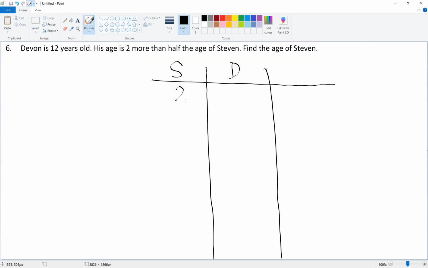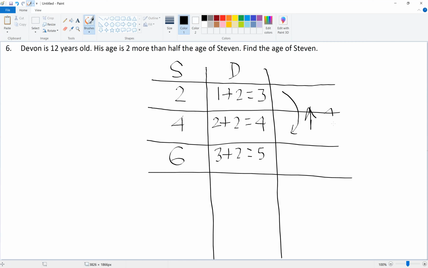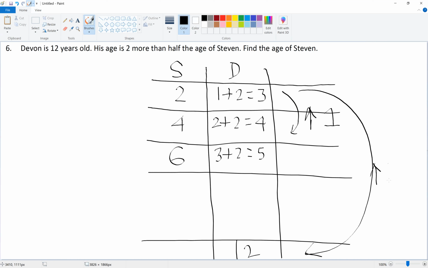So if Stephen is 2, Devon would be half of 2, which is 1, plus 2, which is 3, correct? Yeah. If Stephen is 4, half of 4 is 2, so 2 plus 2 is 4, correct? If this is 6, this would be 3 plus 2 equal to 5, correct? Yeah. So what is it going up by? Isn't it going up by 1? Yeah. And Devon is 12. So we have to do it 11 times. Sorry, 9 times.